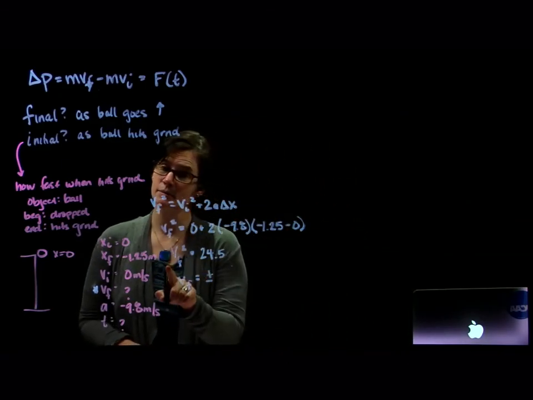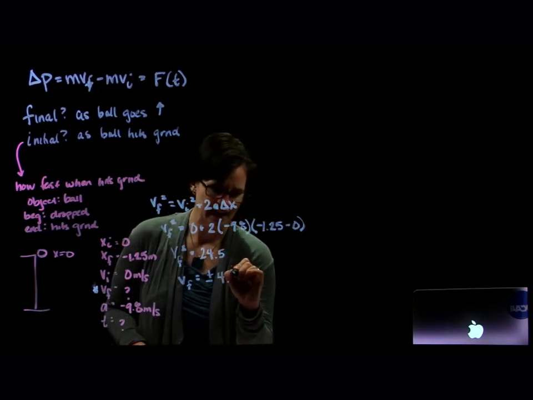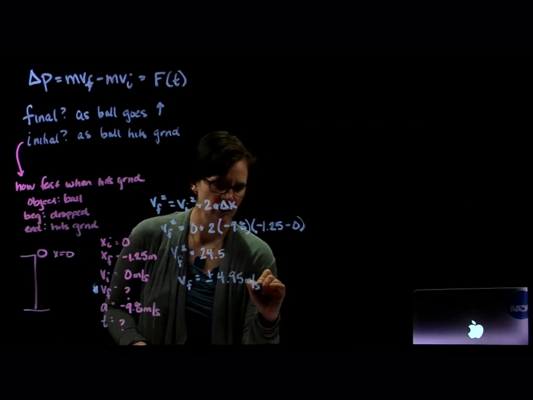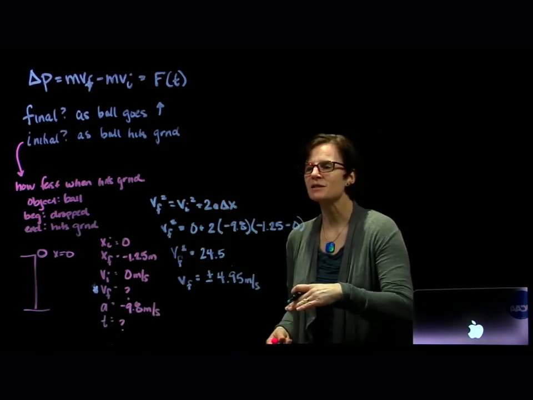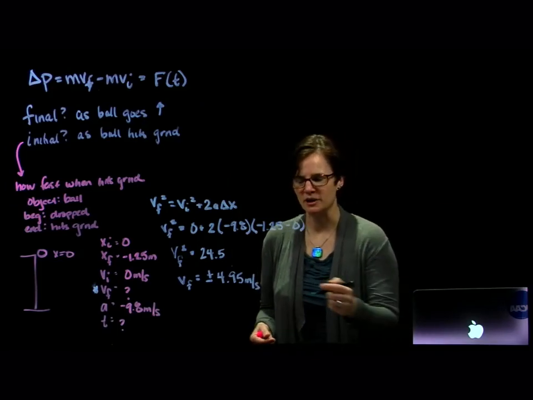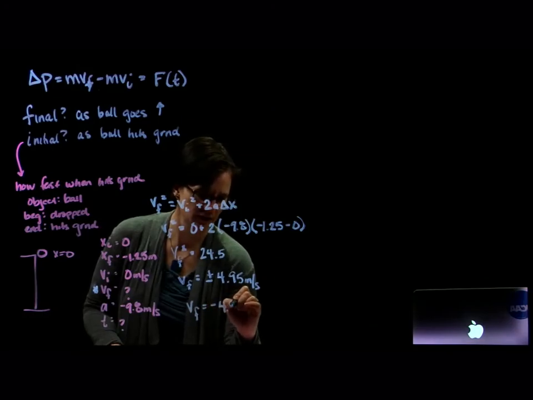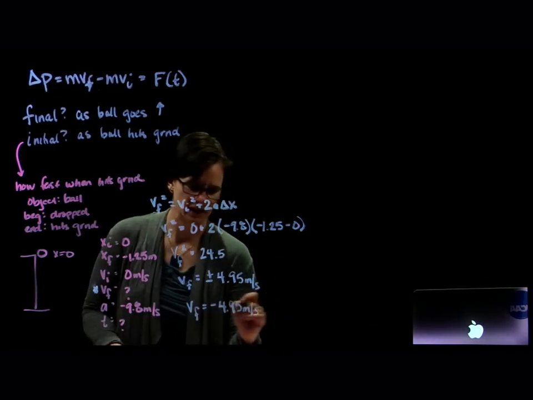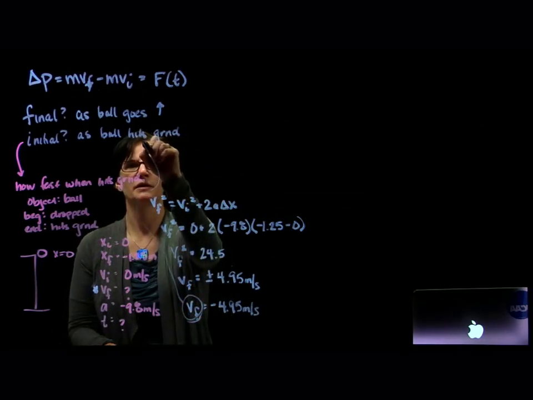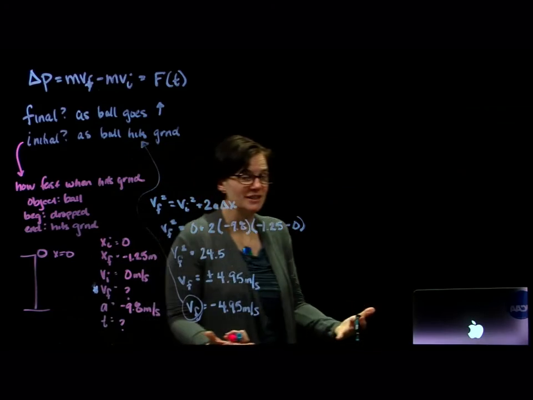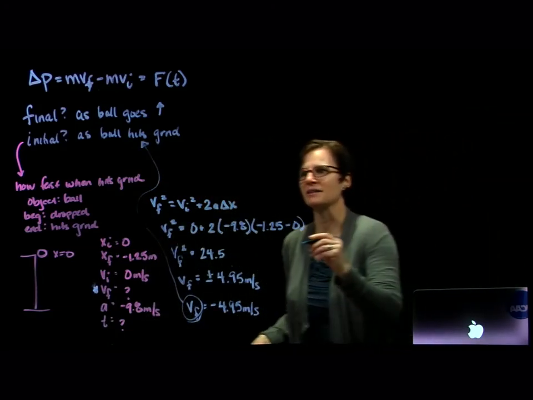Plus or minus, we're taking the square root, so we have two possible solutions, 4.95 meters per second. So the question is, is it the plus or the minus? Well, right as it hits the ground, it's traveling in the downward direction. So V final is going to equal negative 4.95 meters per second. And this V final, remember, is our initial condition in the impulse relationship. Okay, so we're going to keep that in mind.